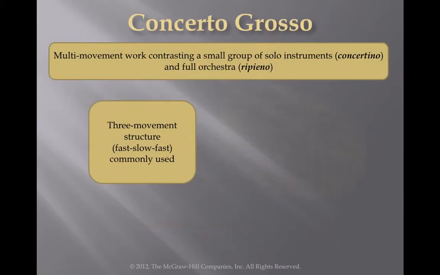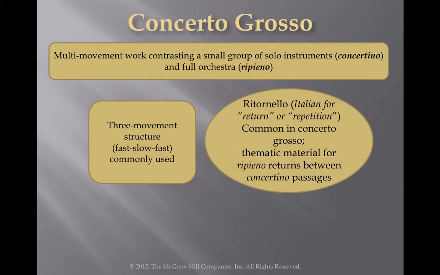Now, when we listen to a concerto grosso, we will hear two different groups. One is a small group of instruments, as we stated earlier, and the other is the full orchestra. Now, the term that we use to identify the small group of solo instruments is the concertino, while the ripieno is the term to describe the full orchestra. Concerto grossos often have a three movement structure: a fast movement, followed by a movement in a slower tempo, and then concluding with a fast movement.